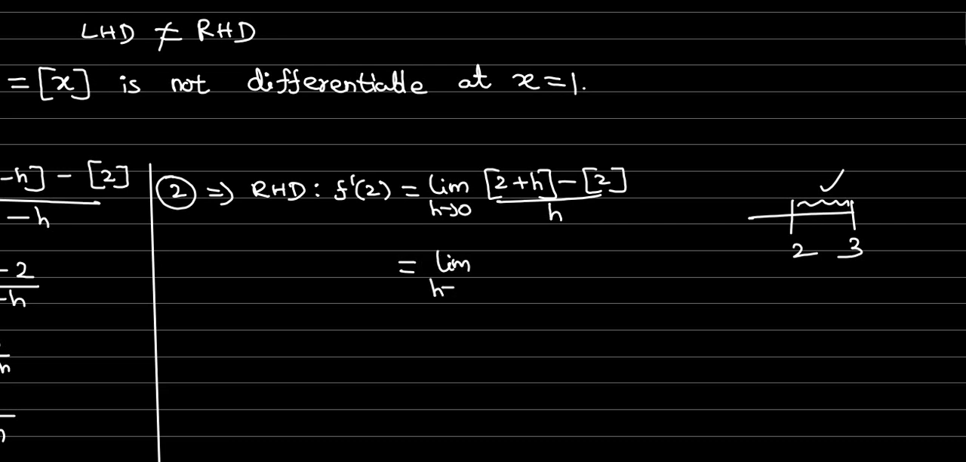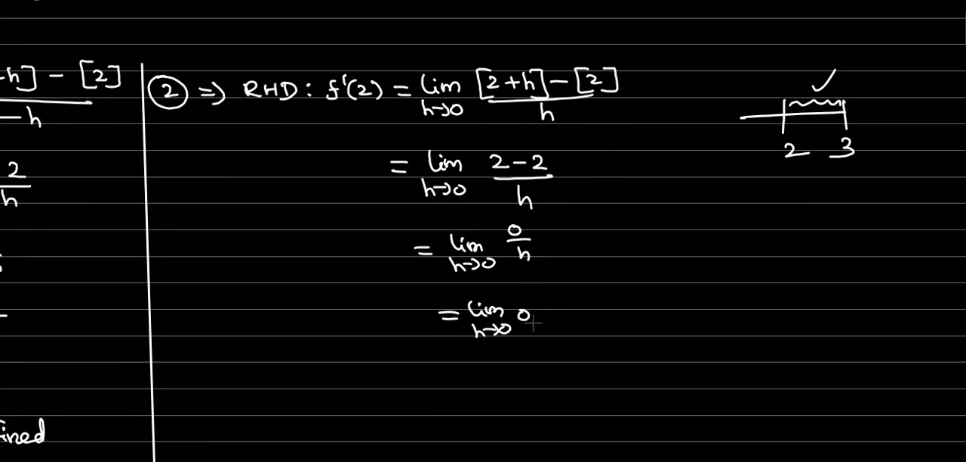So limit as h approaches 0: the greater integer of 2 plus h is 2, then the greater integer of 2 is also 2. The greater integer of any integer is the same number, and for decimal values, we have to take the immediate lesser integer. So 2 minus 2 by h, what is the result? 0. 0 by anything is 0. Now what is the limit as h approaches 0? 0 is a constant, so for a constant, if you apply the limit, the result is the same constant.